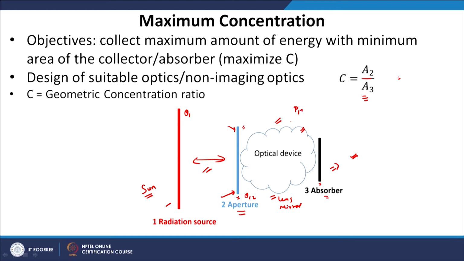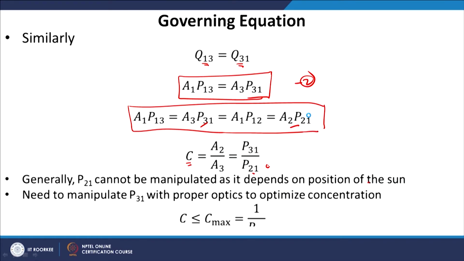So, P13 is equal to 1. So, we will design optics in such a way that P13 is equal to 1. So, P31 is equal to 1, that gives you the maximum value. So, we need to manipulate P31 with proper optics to optimize concentration, and the maximum concentration from this relation is when P31 is equal to 1, and we get this value as P21. Okay. So, maximum concentration is equal to P21.